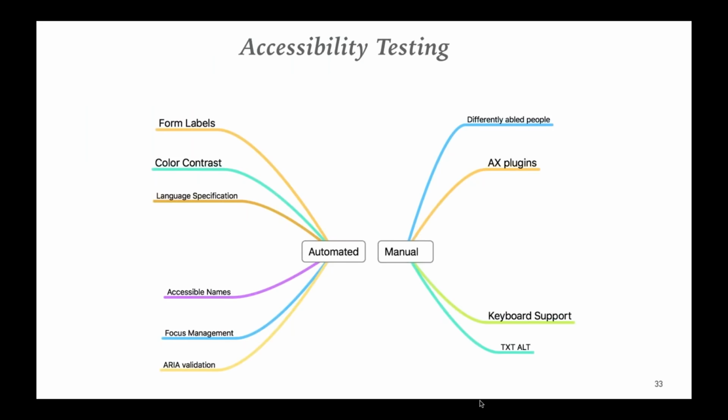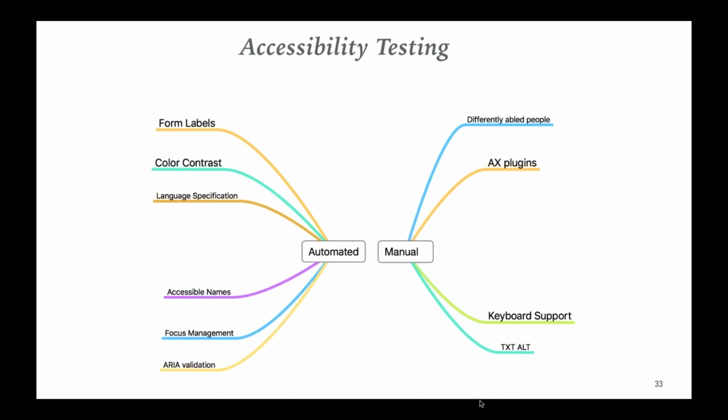Now, moving on. As I told, accessibility testing is split into automated and manual fashion. With manual, we can always include people with disabilities. I've termed them differently, as differently able people. We can also use accessibility plugins, use keyboard support, and check for text alternatives. These are things you can do in the manual way.